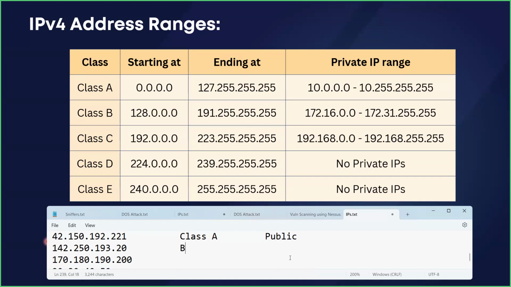Next one. Class B, perfect answer. Class B, public. And public, correct answer. Next one. 170.180.190.200. Class B, public, sir. Class B and public, correct answer. Next one. 20.30.40.50. Class A. Public. Public. Correct answer.